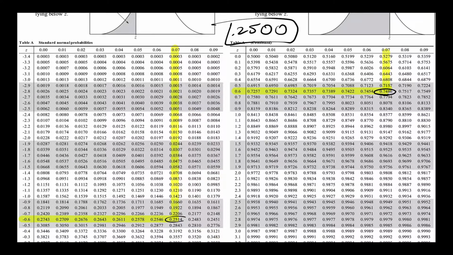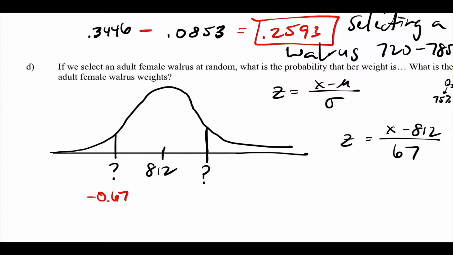What do you notice about the one that you find? It's not the same thing. What are the same? The z-scores are the same, just exactly opposite signs, because they're both the same distance from the center. Where is the center? The center is 812. Both of these are 25% away, so this z-score is going to be very similar.